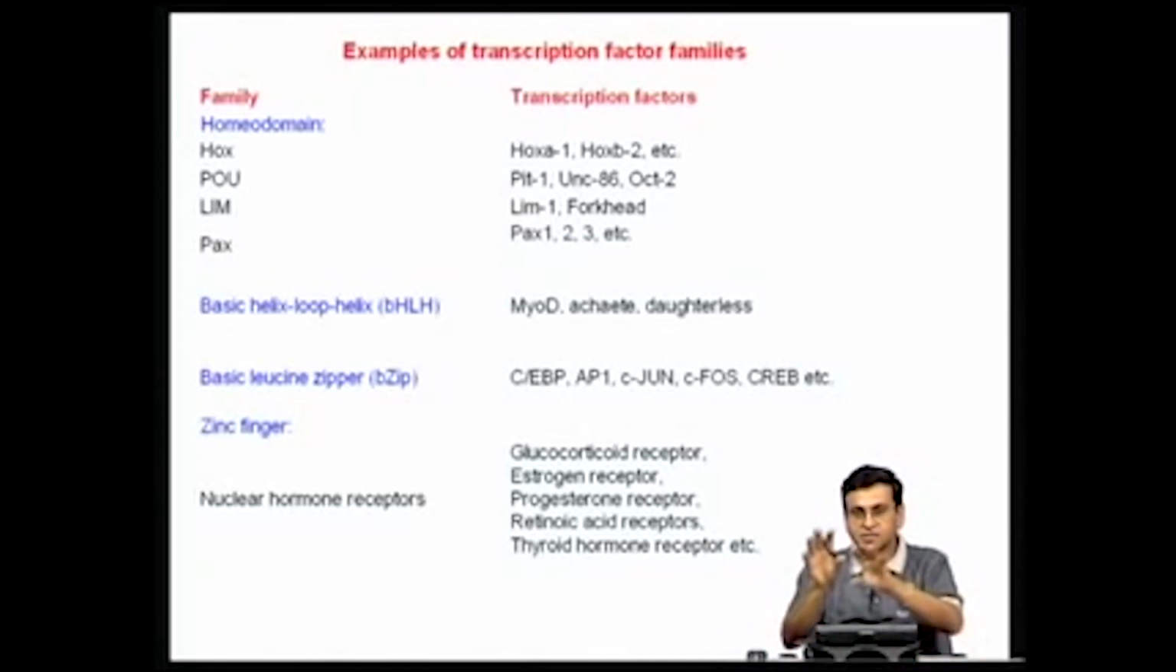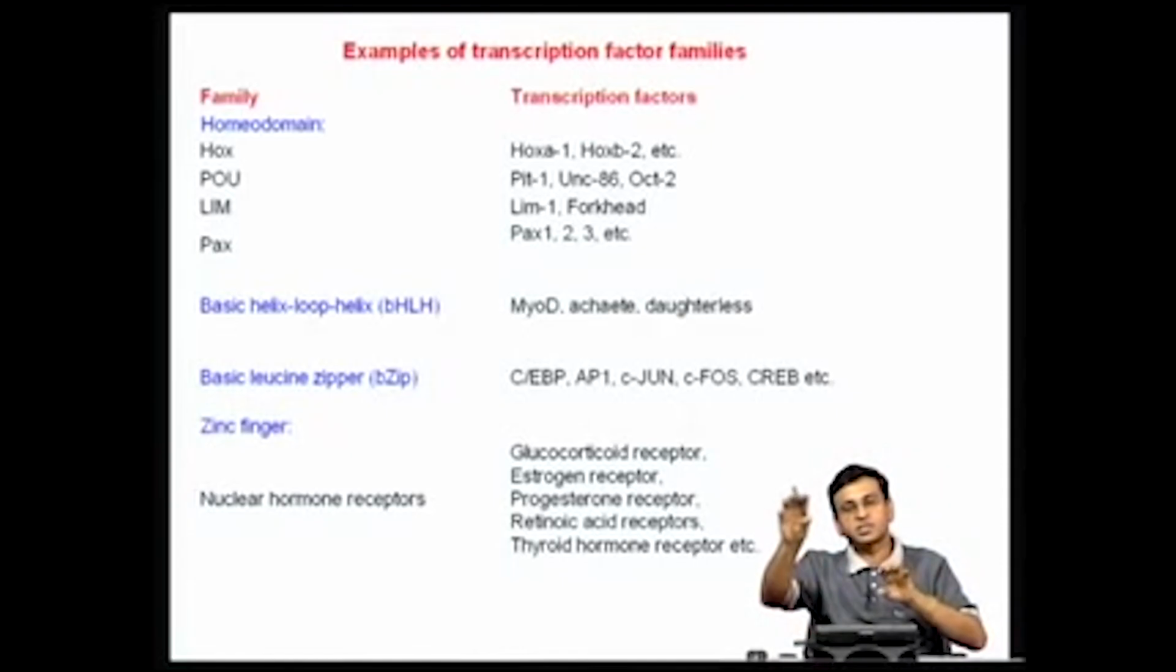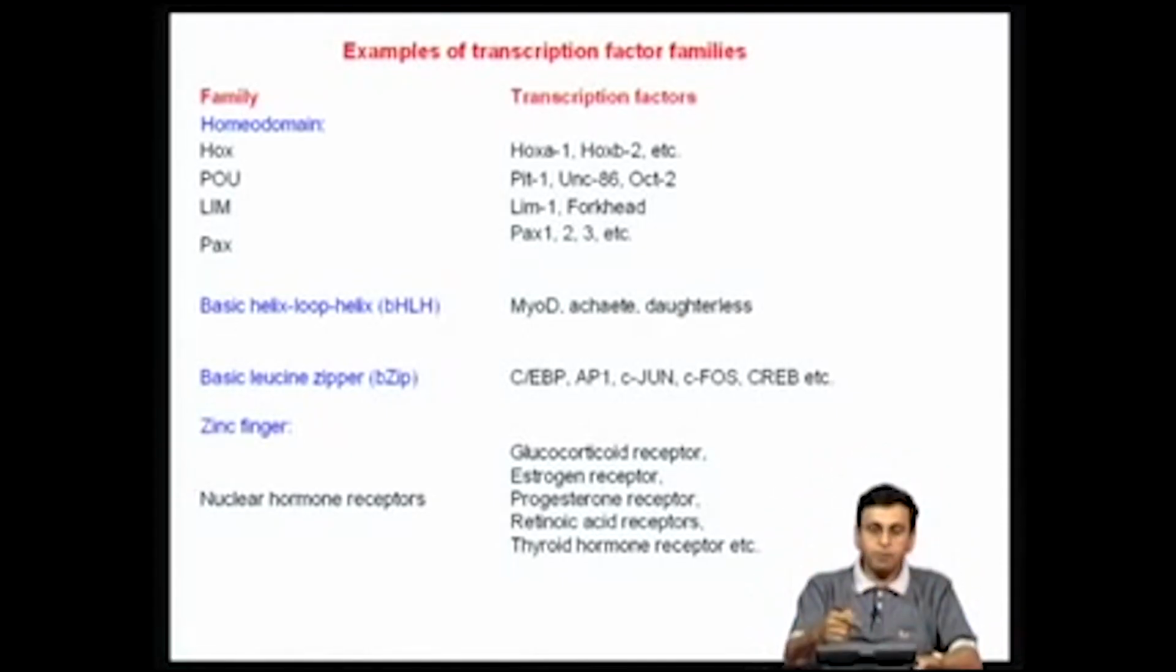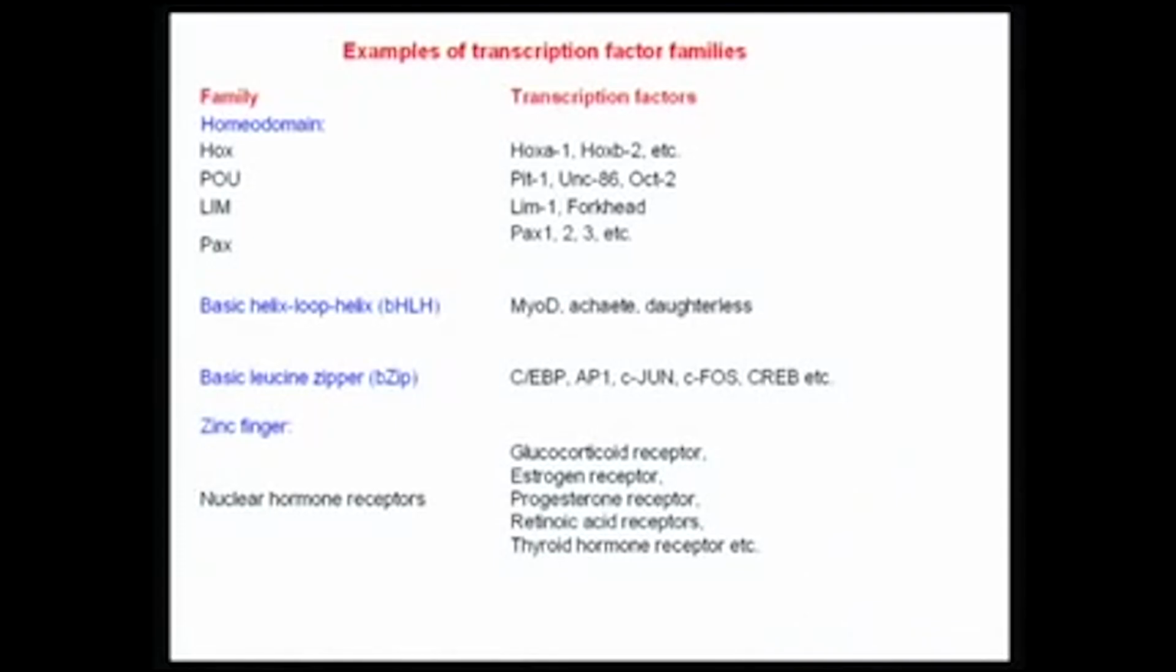I told you the transcription factor contains a DNA binding domain and a transcription activator domain, and depending upon what kind of DNA binding domain they have, these transcription factors have been classified into, for example, homeodomain family, basic helix loop helix family, basic leucine zipper family, zinc finger family, and so on and so forth. We will discuss these things in more detail in the next class.